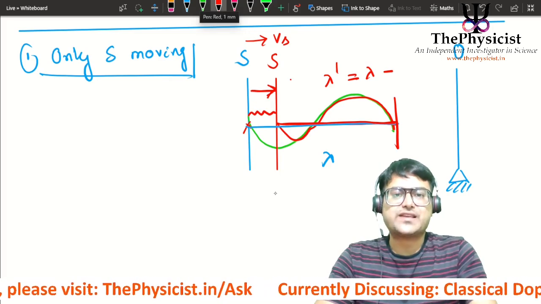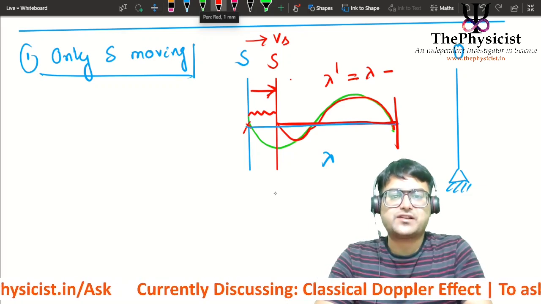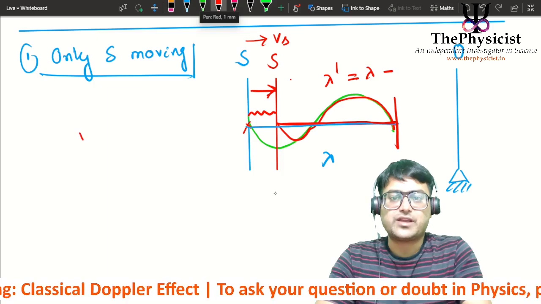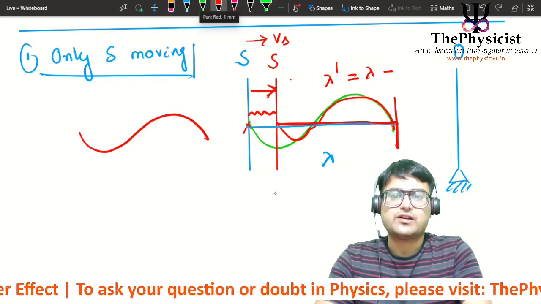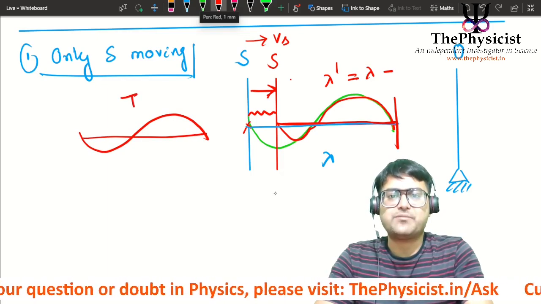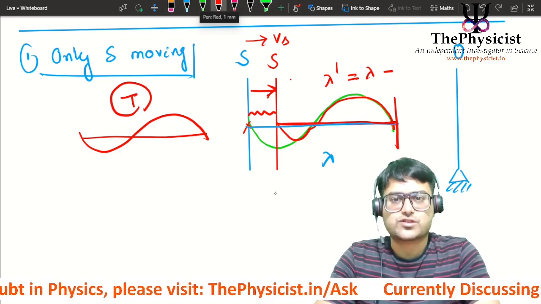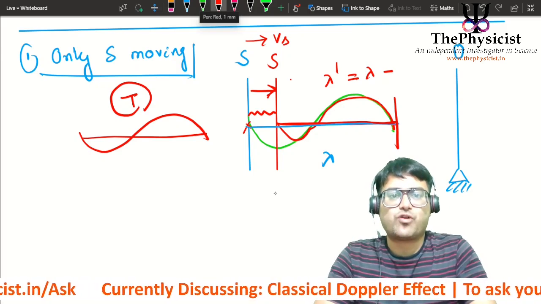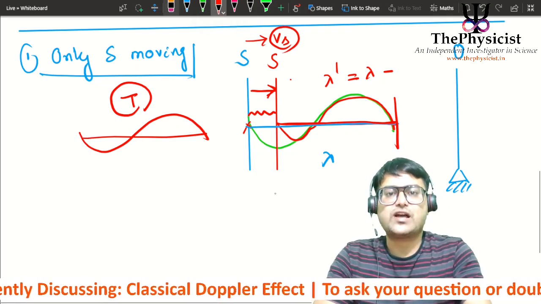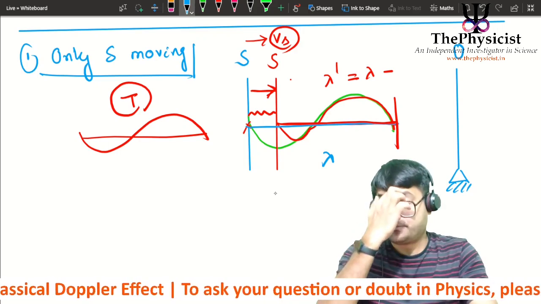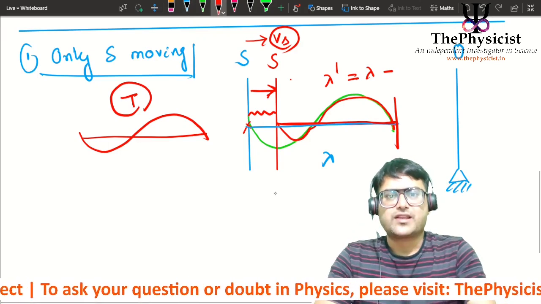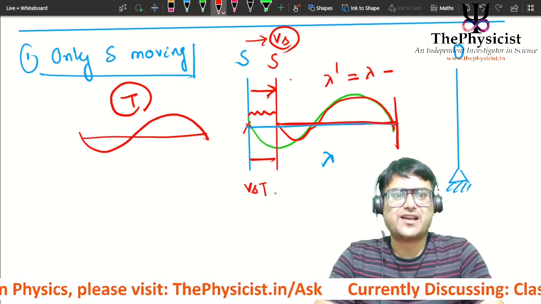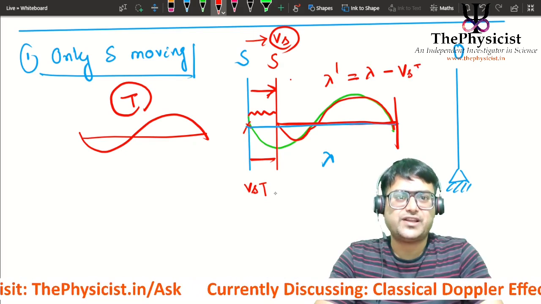So basically, how much time does it require for the source to generate one complete wave, starting from here to here? This entire wave requires a time period T for the source. That's the time period of the wave. In the same time period, the source has moved forward with the velocity vs. So now we know this red part, this distance is nothing but vs into T. So lambda dash is lambda minus vs into T, correct?